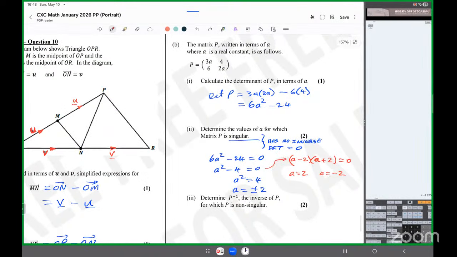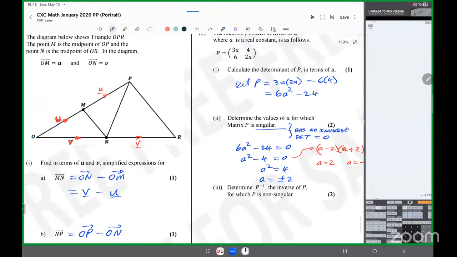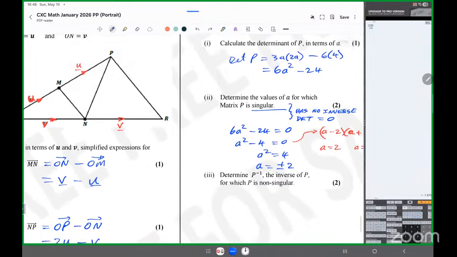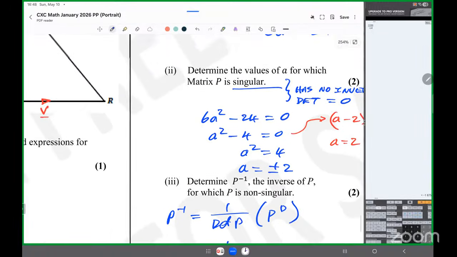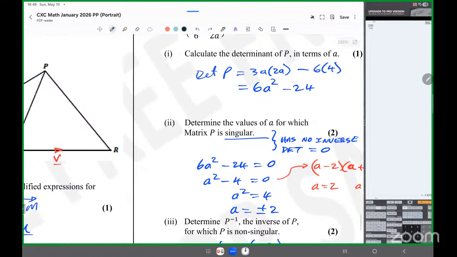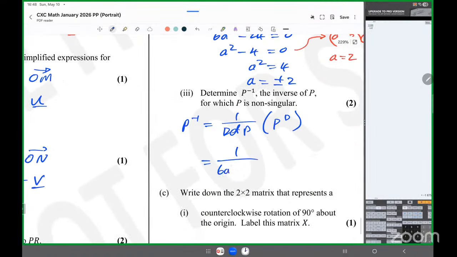So it becomes 1 over the determinant times the adjoint. You have to leave those expressions in the answer, because I don't know what a is. So P to the minus 1 becomes 1 over the determinant of P, times the adjoint of P. The determinant of P, we just put 6a squared minus 24. So 1 over 6a squared minus 24, multiplied by the adjoint of P.